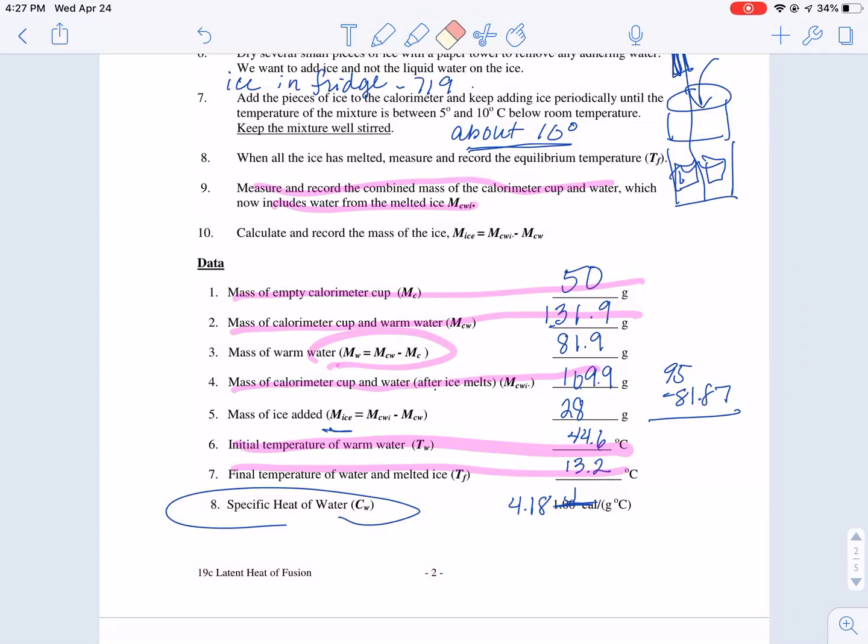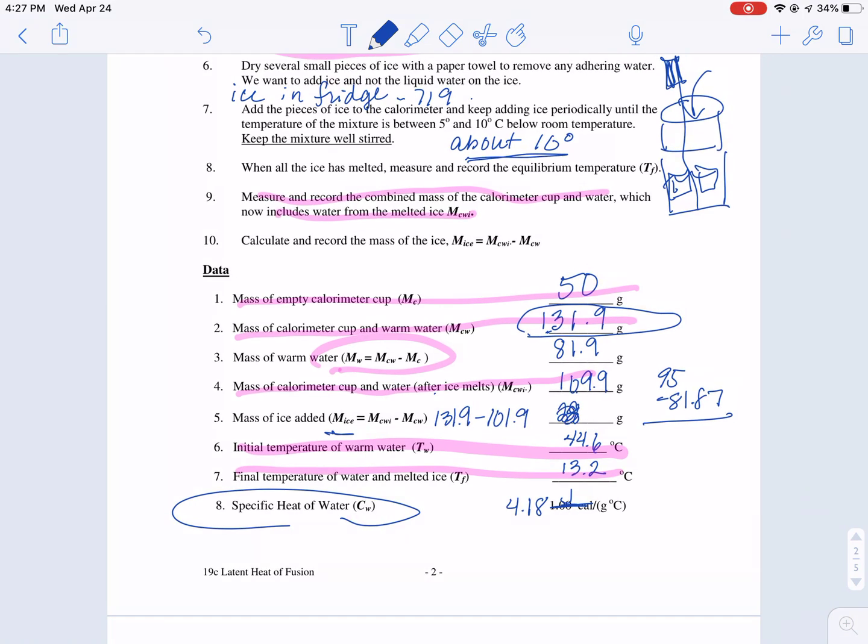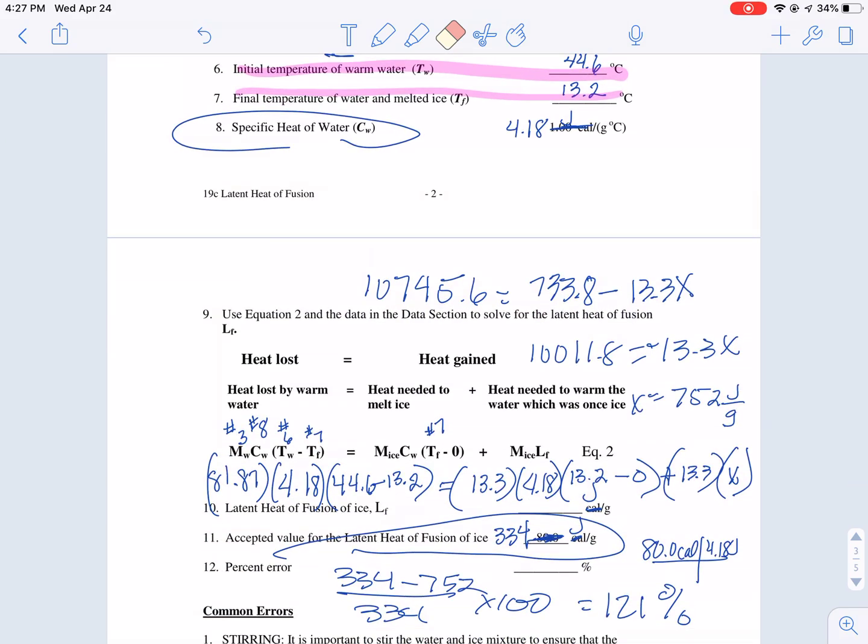You're going to take the mass of the cup and water, 131.9 minus 101.9, and that's not 28, but it's close enough. It's 30. Okay, that's how much ice I added, was 30 grams. All right, next step is to do the calculations.